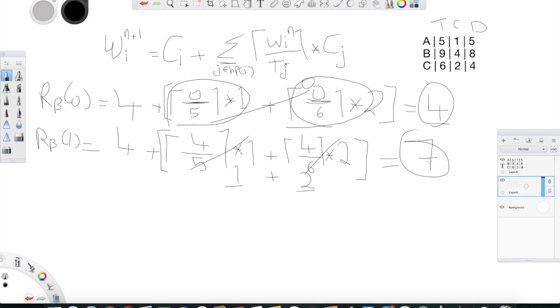We will check. Is 7 greater than the deadline? No, it is not greater than the deadline. Is 7 equal to the previous iteration, which is 4? No, it is not equal to the previous iteration. So we need one more iteration.